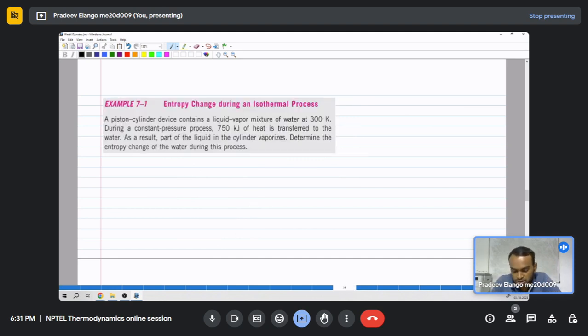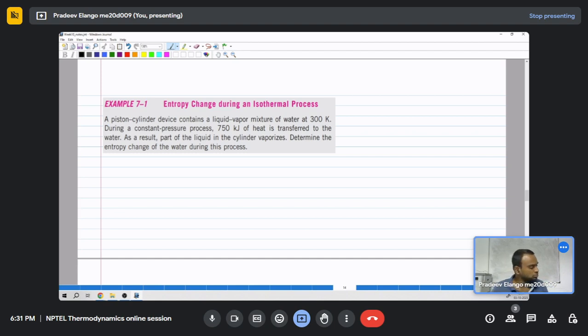Next problem. A piston cylinder device contains a liquid vapor mixture of water at 300 Kelvin. During a constant pressure process, 750 kilojoule of heat is transferred to the water. As a result, part of the liquid in the cylinder vaporizes. Determine the entropy change of the water during this process.